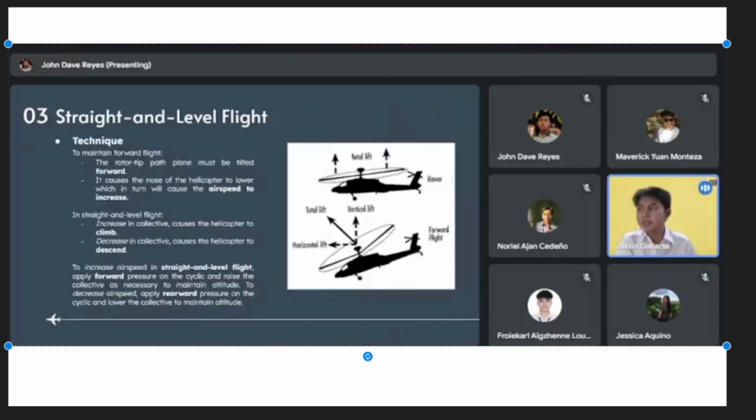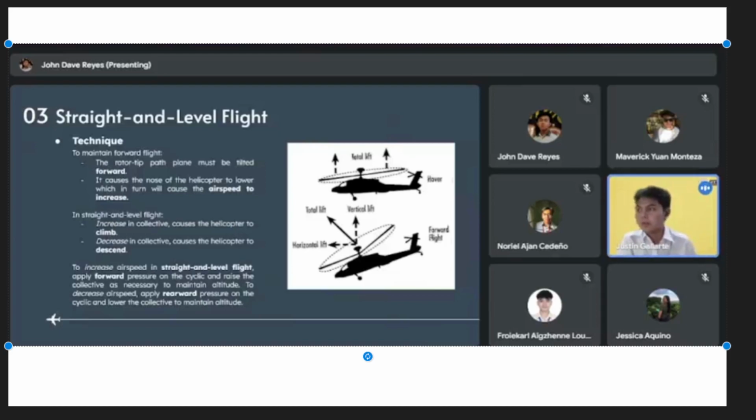Now, what are the techniques to maintain straight and level flight? To maintain forward flight, the rotor tip path plane must be tilted forward. It causes the nose of the helicopter to lower, which in turn would cause the airspeed to increase. In straight and level flight, when we increase the collective, it causes the helicopter to climb. When we decrease the collective, it causes the helicopter to descend.